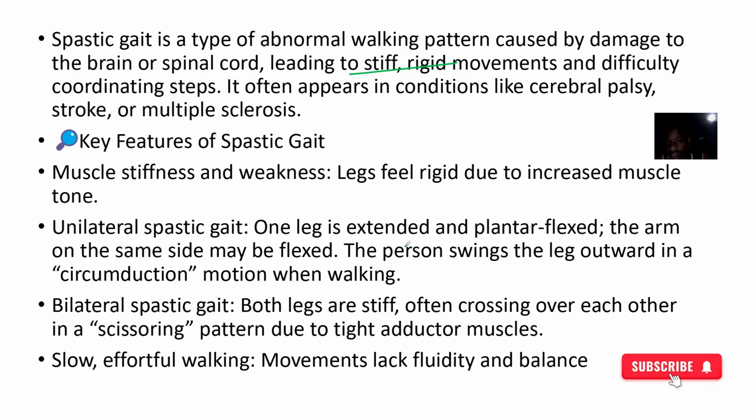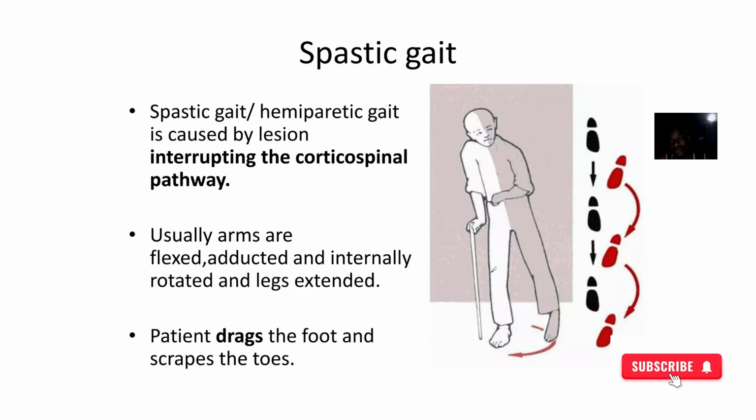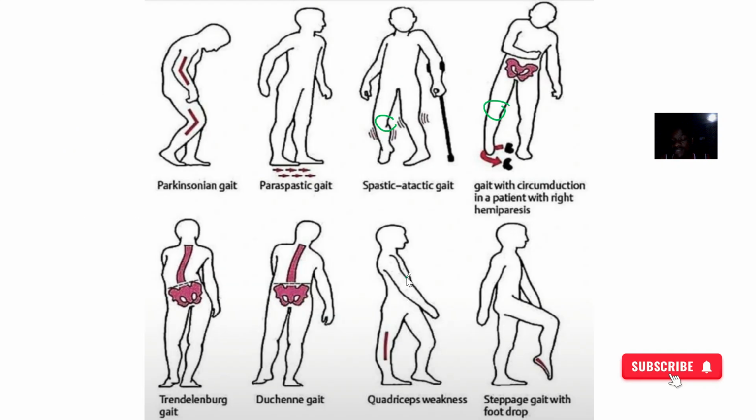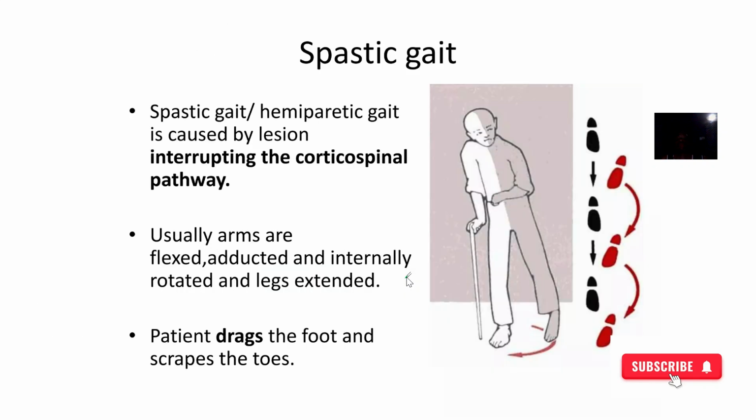Unilateral spastic gait: one leg is extended and plantar flexed. The arm on the same side may be flexed, and the person swings the leg outward in a semicircle. Because I'm not able to take my leg up, I'll just find a way to do this. Bilateral spastic gait is when both legs are stiff. When they are stiff together, they scissor each other. They call that a scissors gait. You understand? So that's what we got.